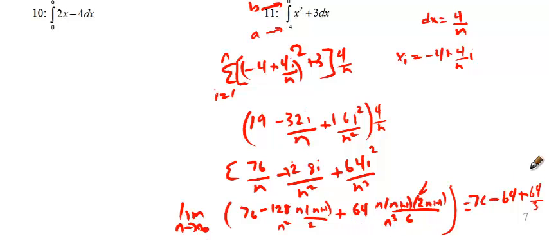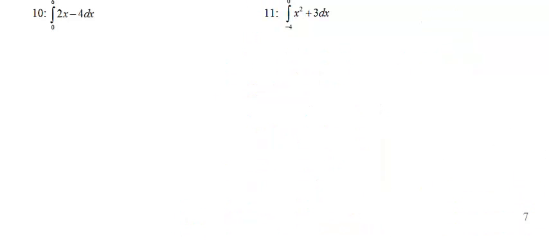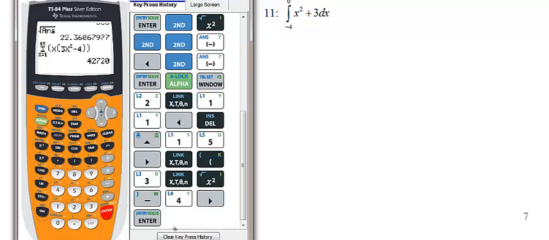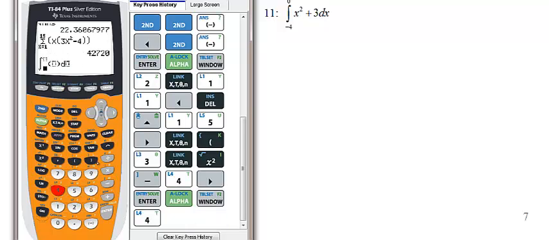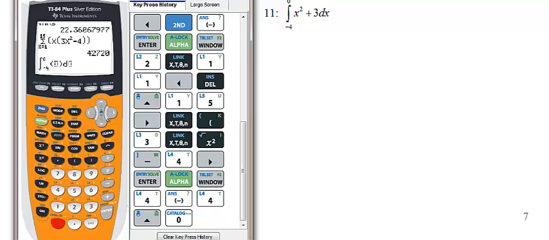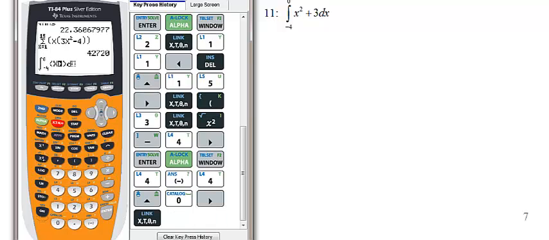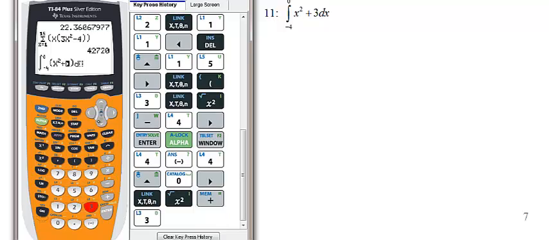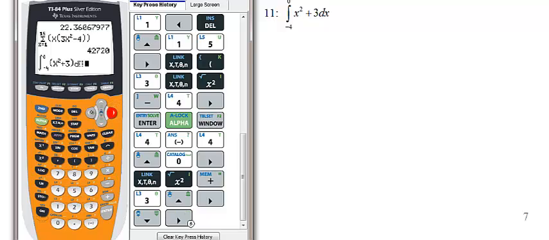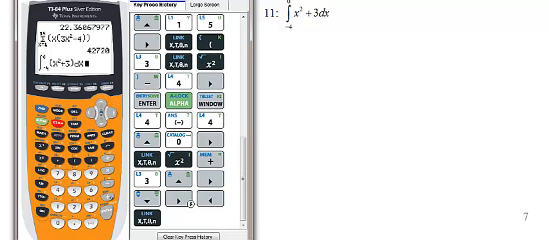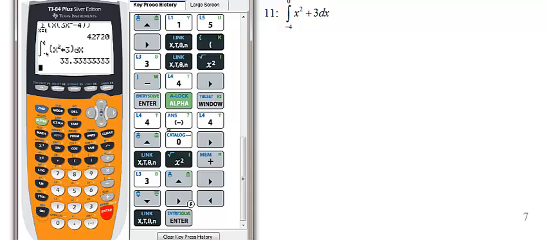Now, a quick way you can check all of that is your calculator, especially a newer calculator, can do this. So if you have a new calculator, you go Alpha Window, and if you go down to number 4, function integral, you end up getting this fun thing, and you can just write it in. Negative 4 to 0, x squared plus 3. Make sure you put dx on the end. Hit enter, and you've got the same answer that you should have gotten by hand.